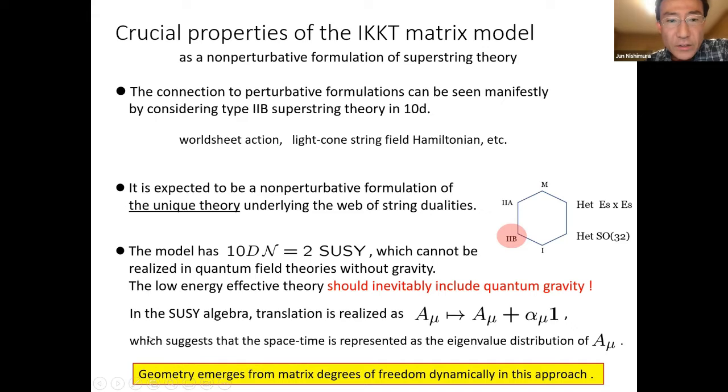Moreover, if you look at the supersymmetry algebra of this model, you immediately realize that the translation in the SUSY algebra is realized in this matrix model by the shift of A mu by some constant times the unit matrix. This suggests that the space-time is represented as the eigenvalue distribution of A mu. So in this model, although you don't have space-time a priori, space-time is expected to emerge dynamically from the matrix degrees of freedom.